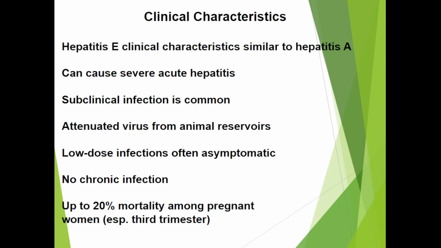Again, clinical characteristics similar to hepatitis A can cause several severe acute hepatitis. Subclinical infection is more common. Attenuated virus from animal reservoirs may be low dosage affected, often asymptomatic, no chronic infection, but up to 20% mortality among pregnant women, especially in the third trimester. It's really high.